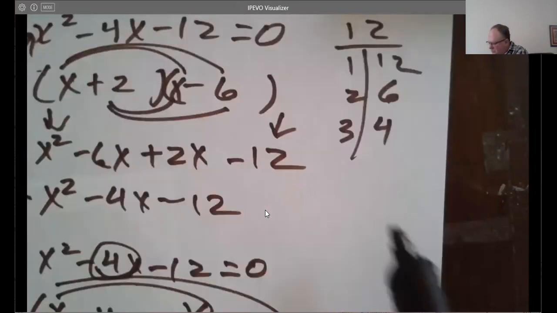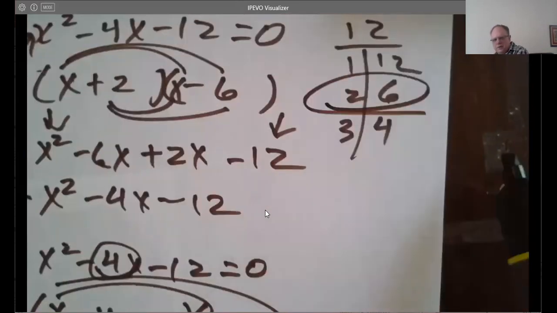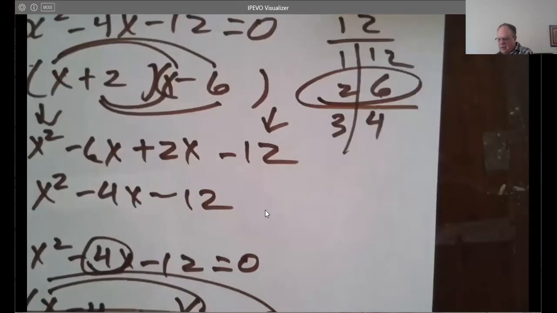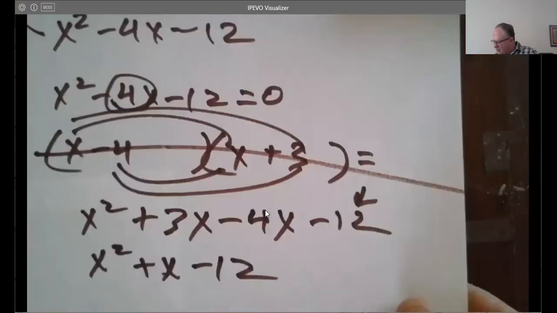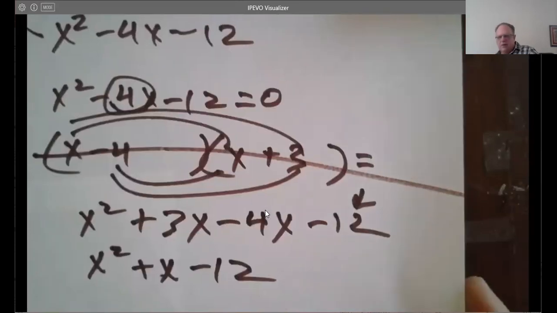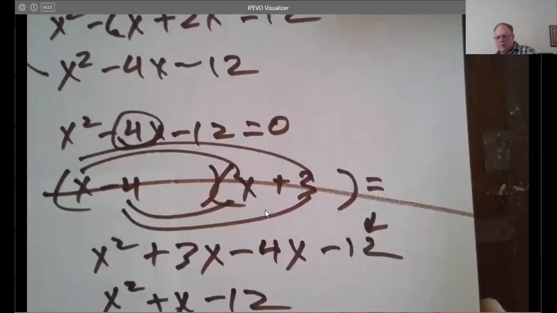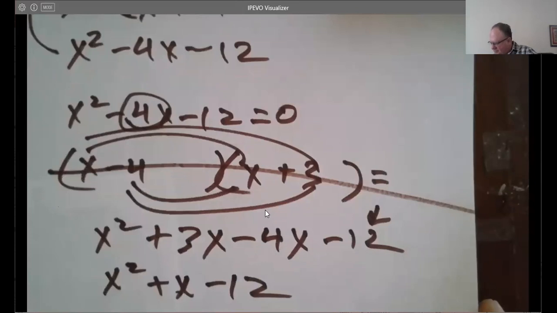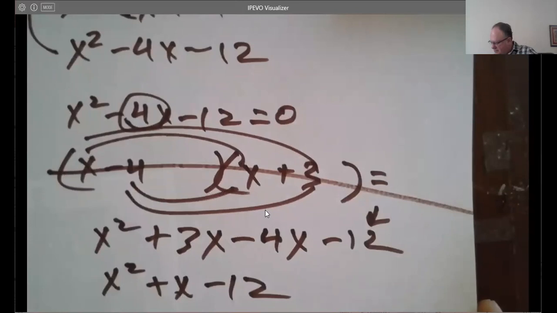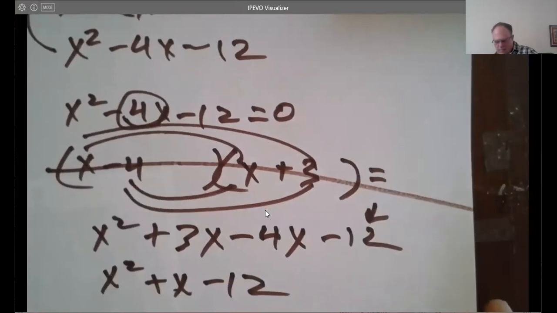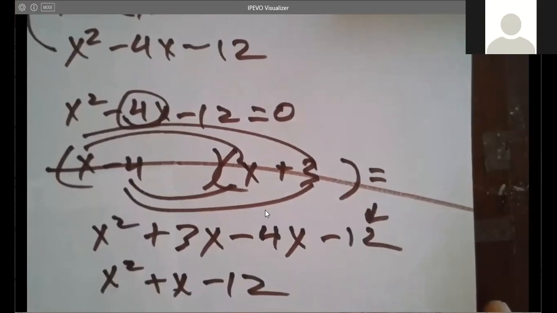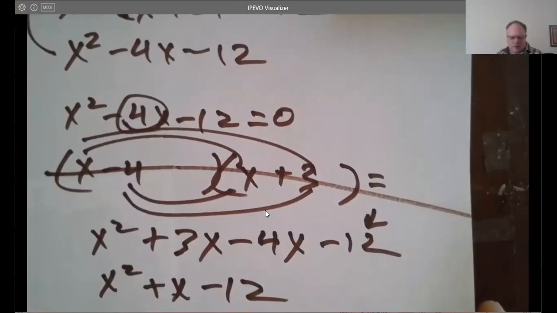So only one pair of factors will give you the middle, which is 2 and 6. That's why you need to check it, because if you don't check it, you may have the end term right, but the middle may not be right. Okay? Does that make sense? We good? Yes, sir. Okay. All right, good.